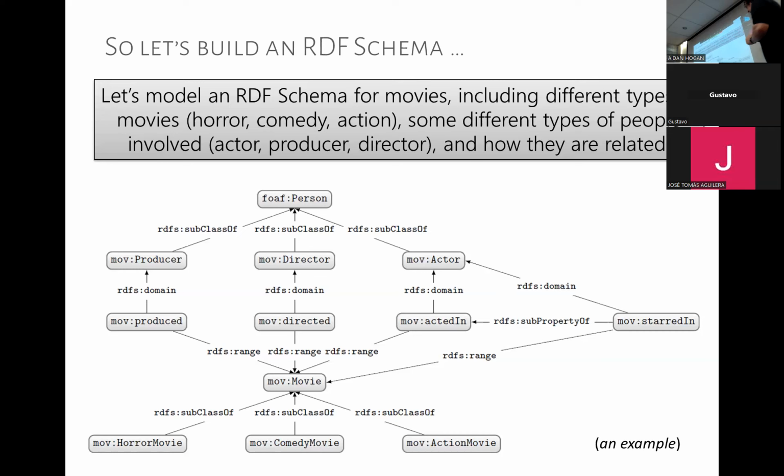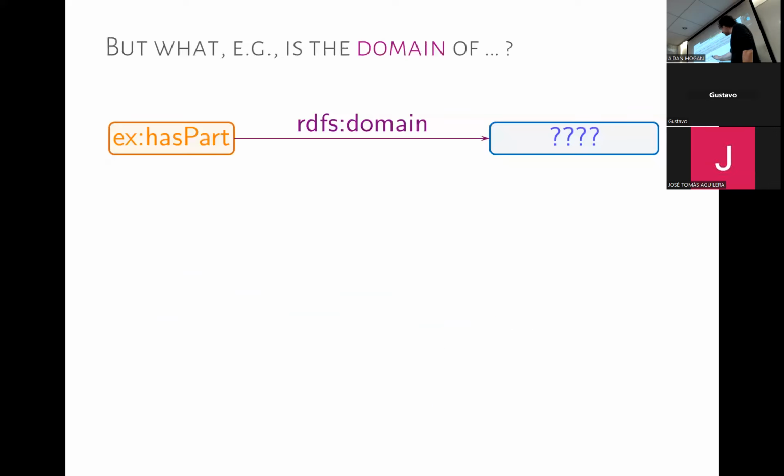But this allows us, at least using RDFS, the more limited vocabulary, and we'll see much more expressive things later, to do some inference within the movie domain. So there are some things we could argue or debate about here, but as an example, it's useful to start with. So what is the domain of has part?